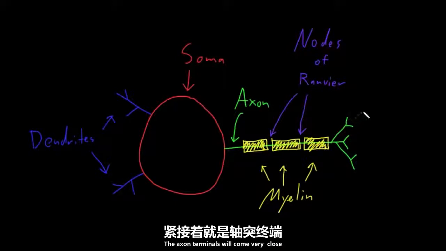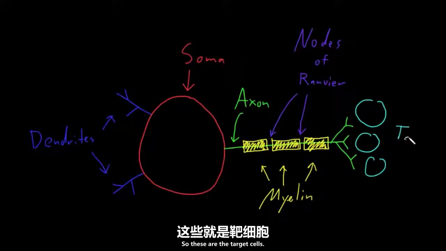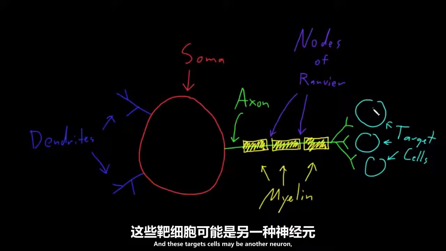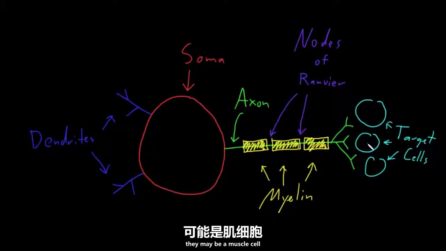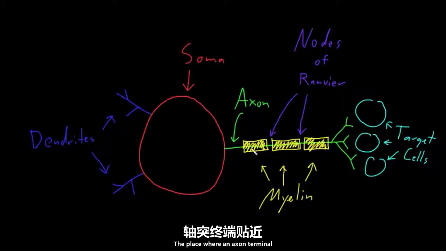The axon terminals will come very close to the target cells of the neuron, which I'll just draw here. So these are the target cells. And these target cells may be another neuron, they may be a muscle cell, or they may be a gland cell. A few neurons even have axons that terminate on capillaries to secrete substances called hormones into the bloodstream. The place where an axon terminal comes close to touching the target cell is called a synapse.